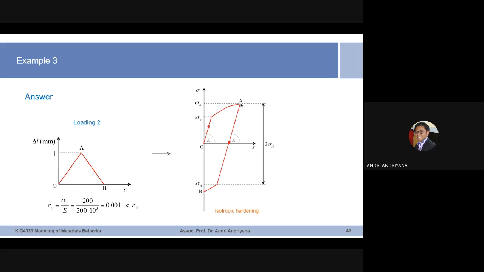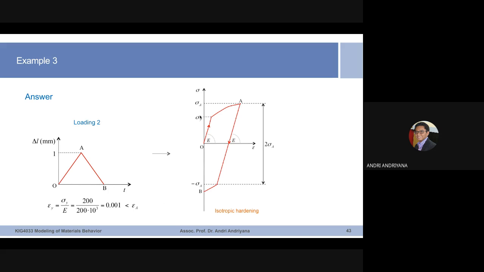What happened with the yield strength in compressions? Because materials have yield strength in tensile and also yield strength in compressions. So you may have two different cases, extreme cases. The first extreme case is that when you increase the yield strength in tensile by a certain amount, you will also increase the yield strength in compressions by the same amount. And this is called isotropic hardening.